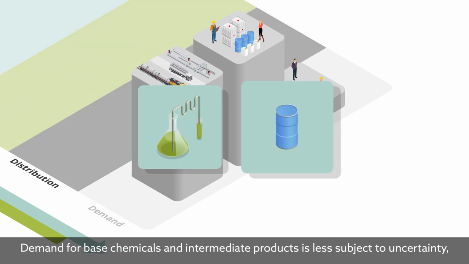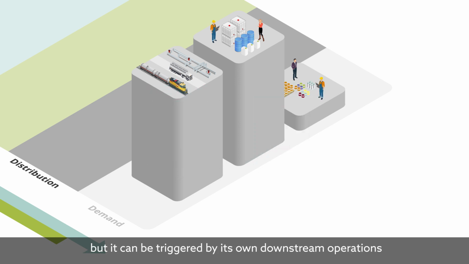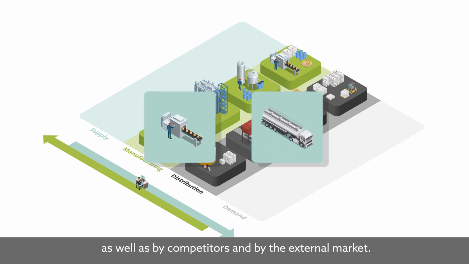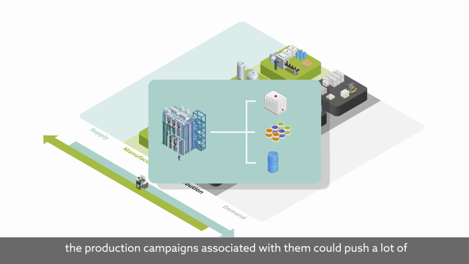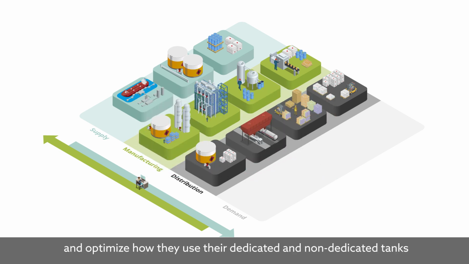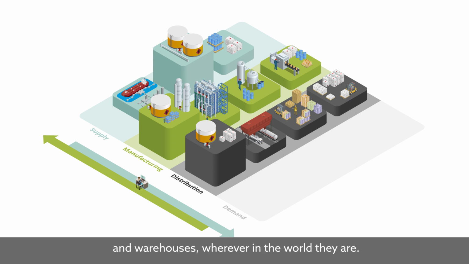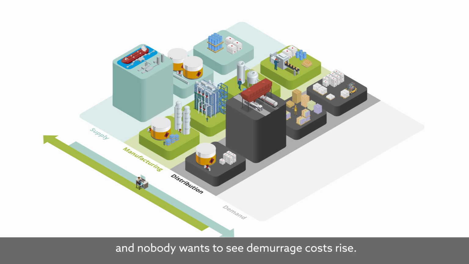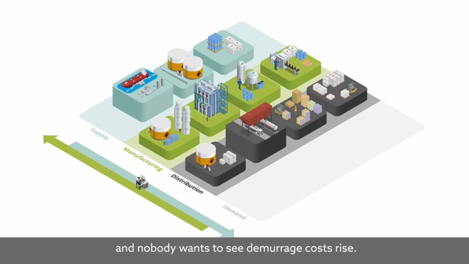Demand for base chemicals and intermediate products is less subject to uncertainty, but it can be triggered by its own downstream operations as well as by competitors and by the external market. More importantly, the production campaigns associated with them could push a lot of high-value and low-value co-products downstream. So that means that chemical businesses have to meticulously plan and optimize how they use their dedicated and non-dedicated tanks and warehouses, wherever in the world they are. Planning of loading and unloading is also crucial, and nobody wants to see demurrage costs rise.